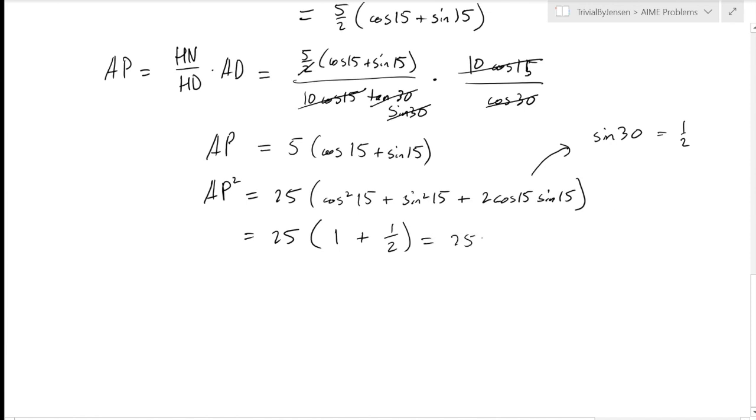So 25 times 3/2, 75 halves. We're looking for m plus n, so that's just 75 plus 2, which is 77, and we're done.